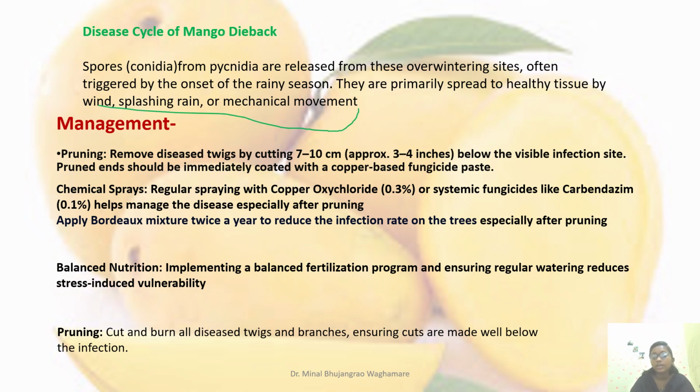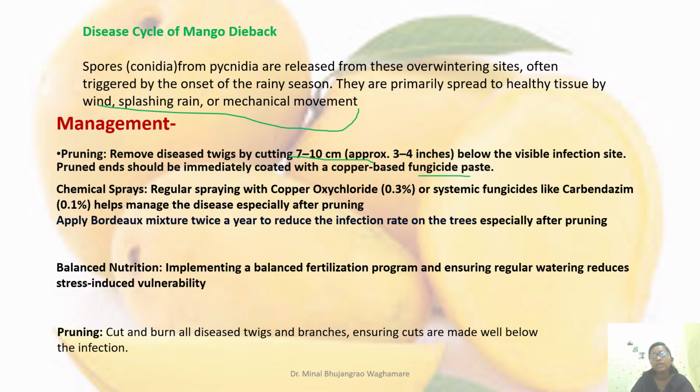Coming to the management, in most of the horticulture crops, especially in mango, we will do pruning. What is pruning? We will remove the diseased twig or branch by cutting it below the infection site up to 7 to 10 centimeter. And after cutting of that branch, we will apply the copper based fungicide paste.